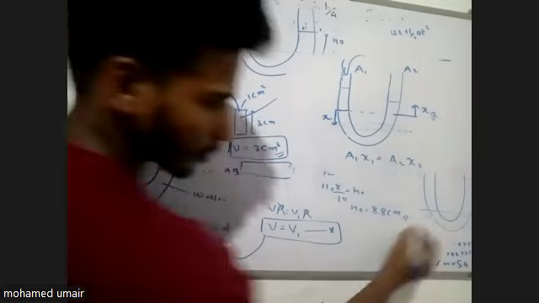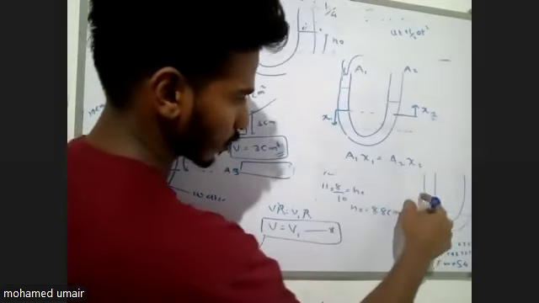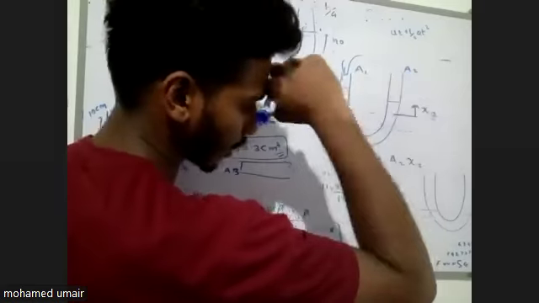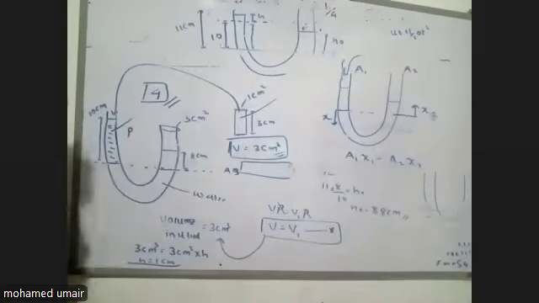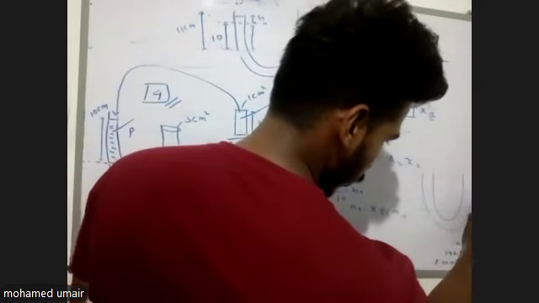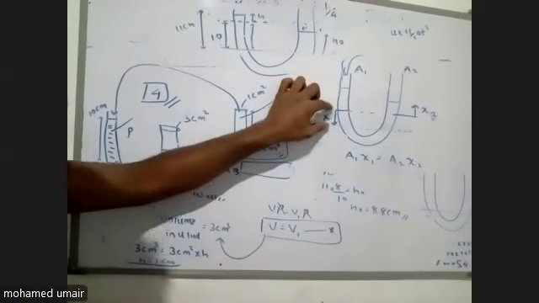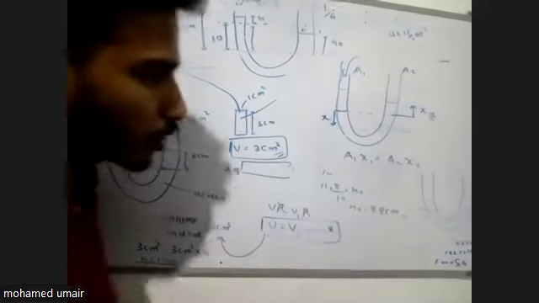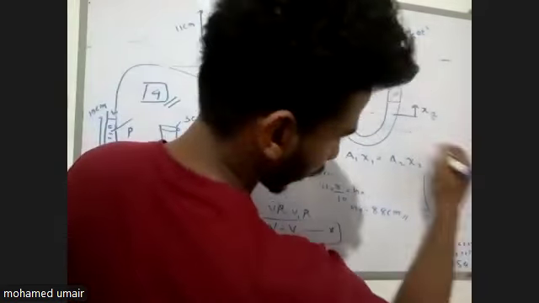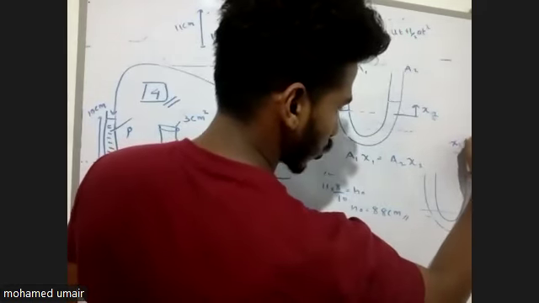Just a minute. This common interface will move down by distance x. Here it will be rising by distance capital X. And so this will be at a height, I think. Yeah. So this is x1. This part is x2. So the height of the liquid level will be x1 plus x2.